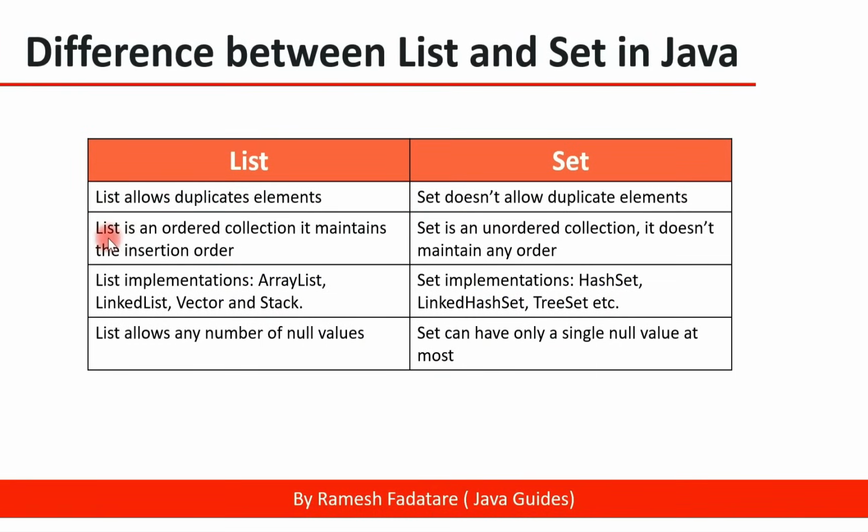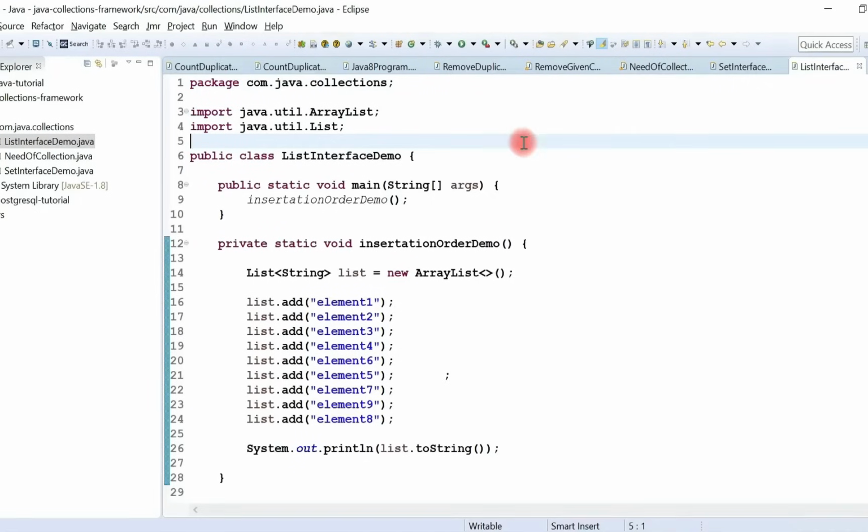The next difference is that a list is an ordered collection. It is also called a sequence, and it maintains the insertion order. It means that whenever we display a list, it displays all the elements in the same order that we inserted them into the list. Whereas a set is an unordered collection, it does not maintain any order. Alright, so let me demonstrate this point with an example.